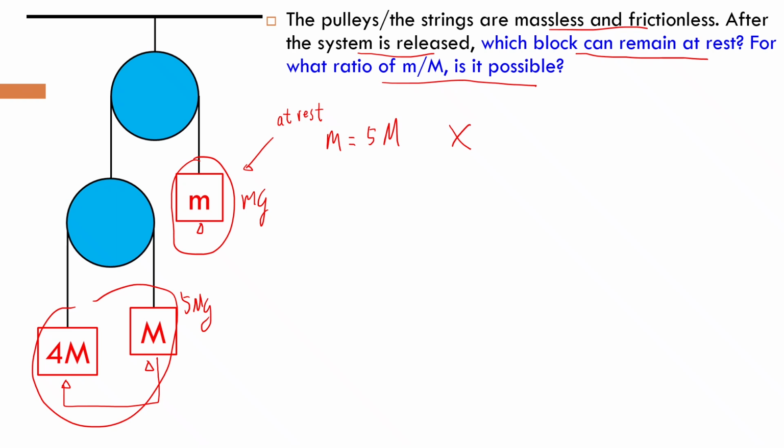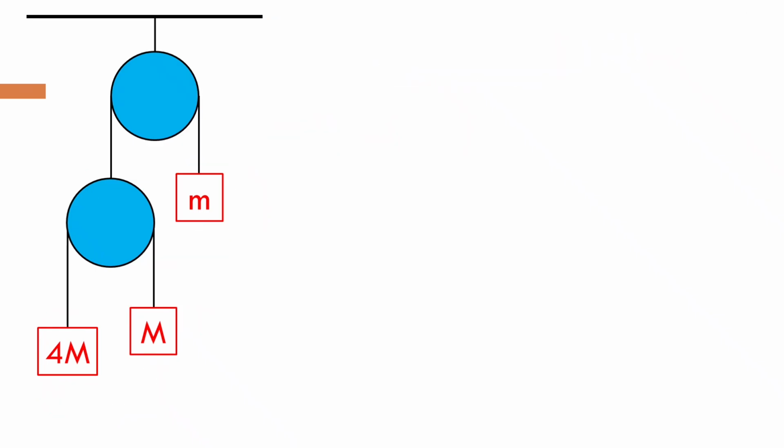The main reason is the lower block right here is movable, but also 4M is heavier than M. So this string has a tendency to go down and this string has a tendency to go up. So let's discuss the correct solution for this question. Alright, if we look at this question, we can choose going up as my positive direction.